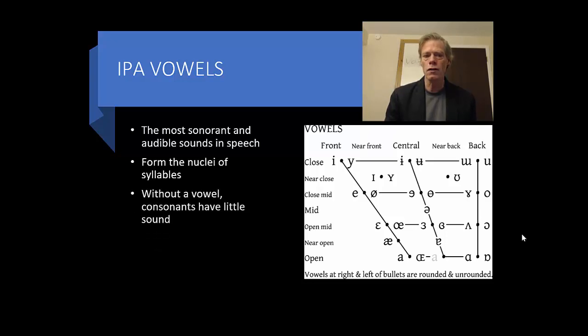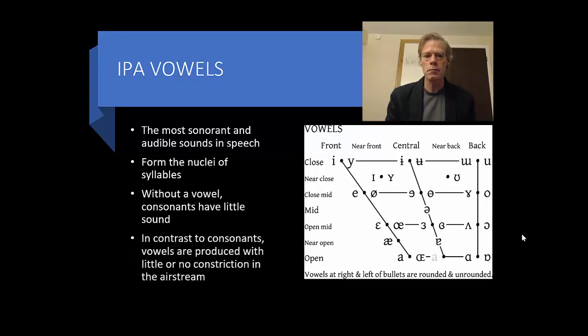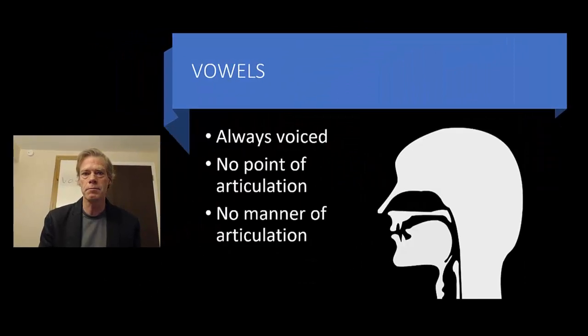Without a vowel, consonants have little sound. So often what we perceive to be a consonant is a result of how they sound as they move into or off of a vowel. And in contrast to consonants, vowels are produced with little or no constriction in the air stream.